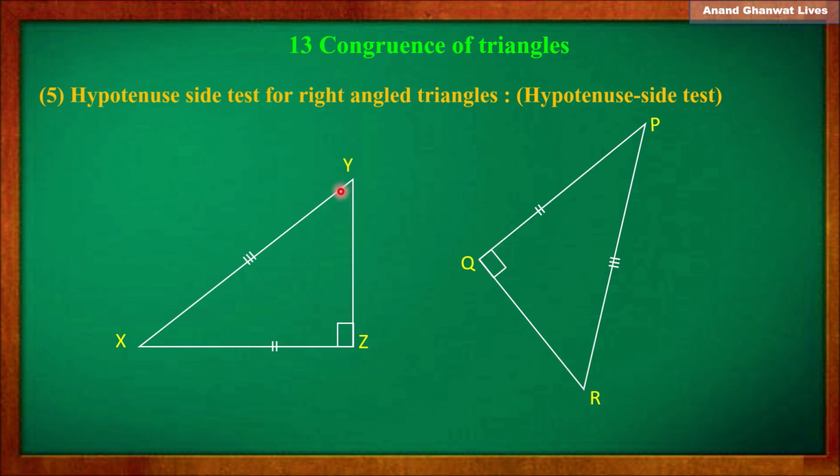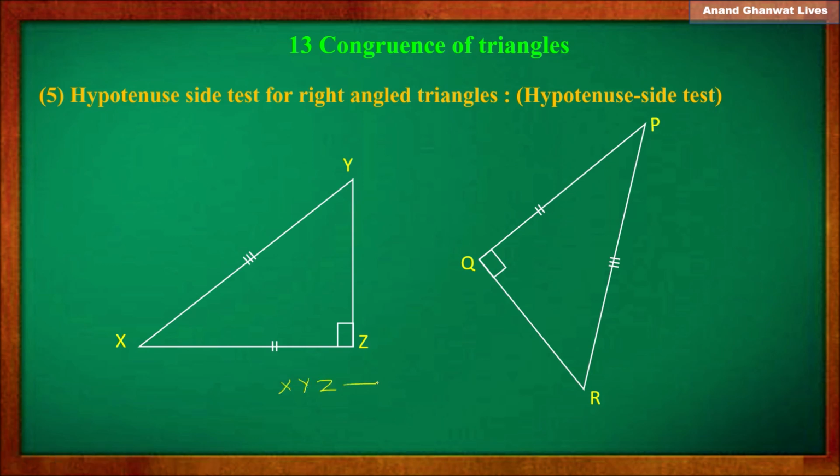If two right angled triangles are given, and in those two triangles the hypotenuse of the first triangle is congruent with the hypotenuse of the other triangle, and one side of a triangle is congruent with a side of the other triangle, then these two triangles are called congruent triangles by the hypotenuse side test. So let us write the one-to-one correspondence between the two triangles.